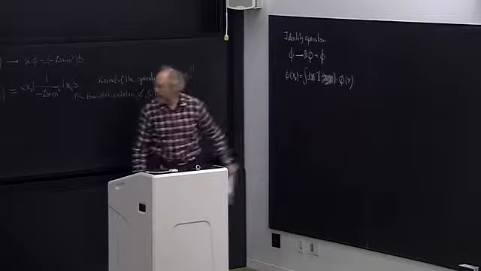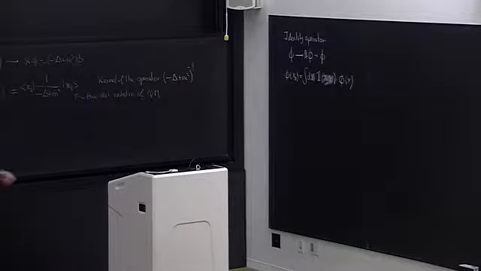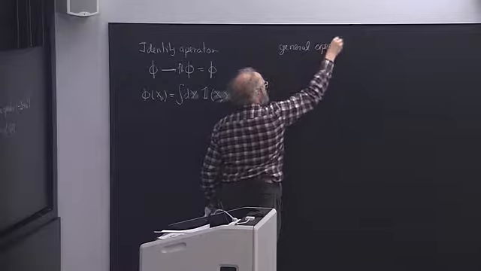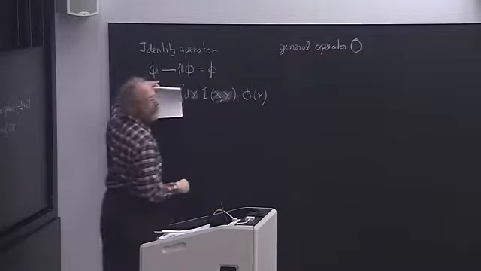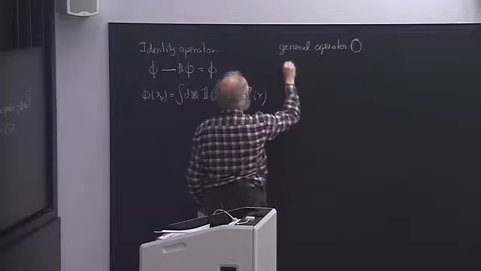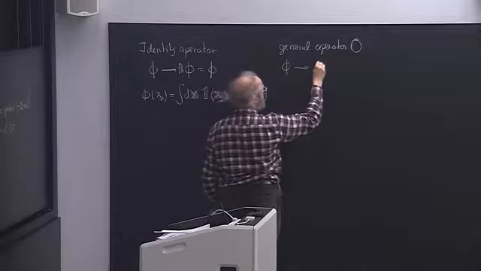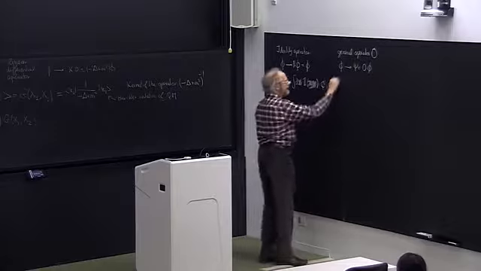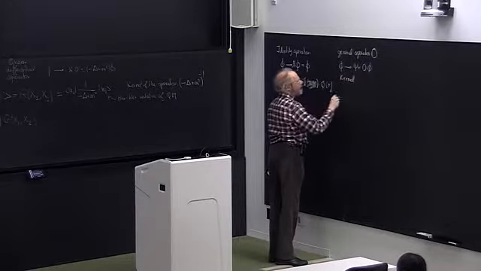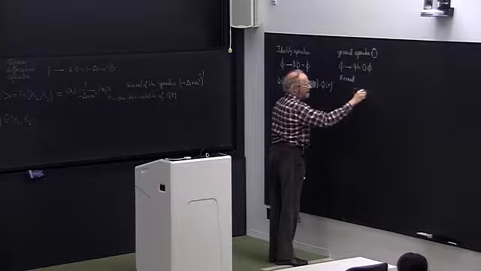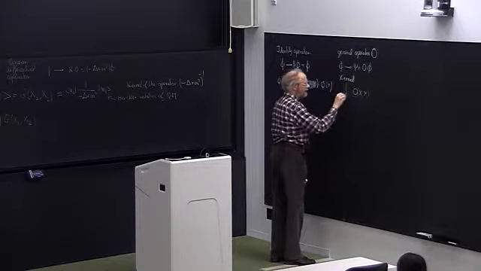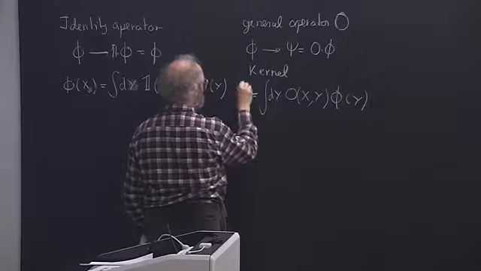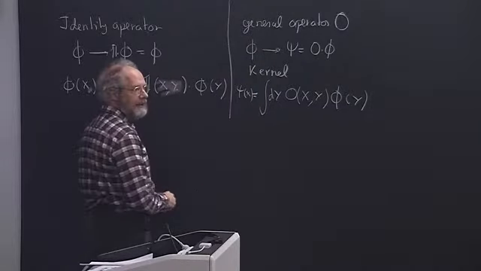This is the analog of this function. If you have a general operator, let me call it O, acting on function phi, so to a given function phi, its associated function psi equal O applied to phi, it means that its kernel is defined by a function O of x and y, such that when you integrate over y and you apply to the function at point y, what you get is psi of x. This is the definition of the kernel.